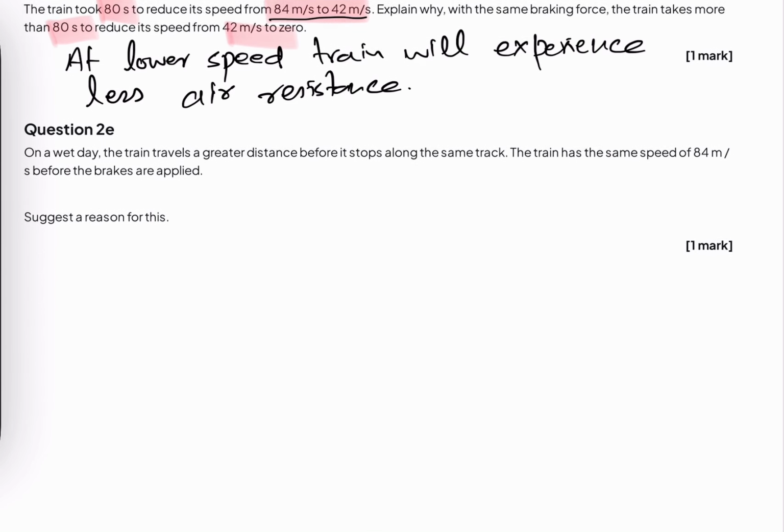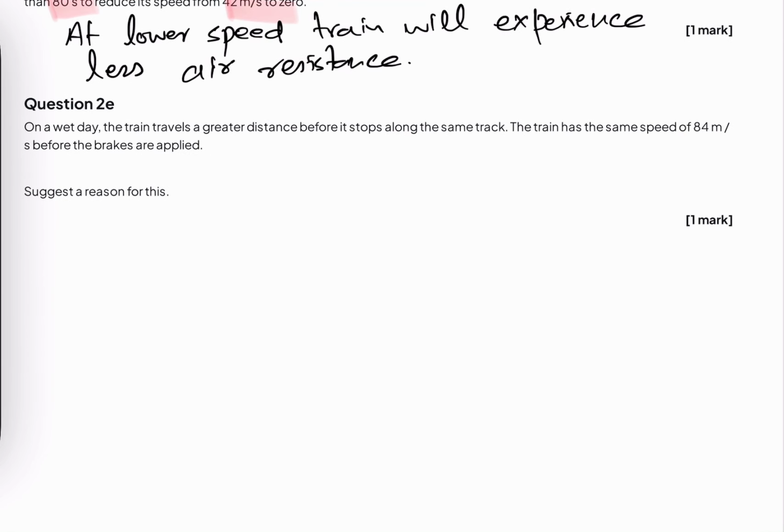Okay, so in part E, on a wet day the train travels a great distance before it stops along the same track. The train has a speed of 84 before the brakes are applied. Suggest a reason for this. Okay, on a wet day, due to the moisture, there will be less friction between the track and the tires of the train.